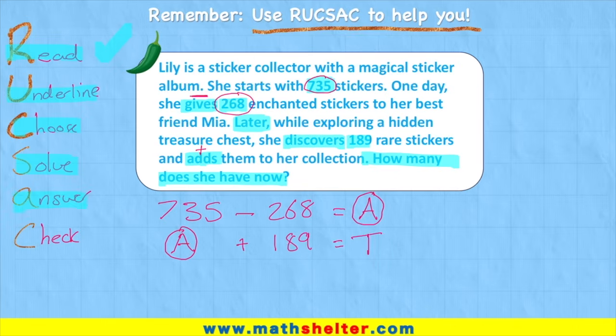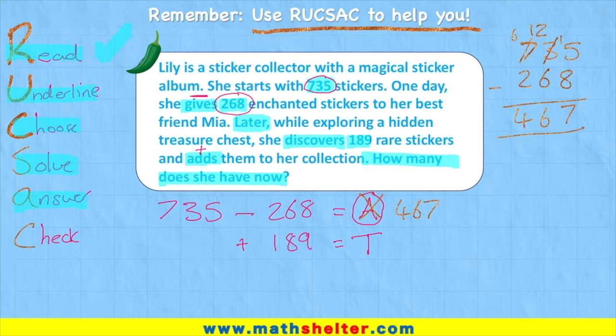Now I can do the next part, which says I'm going to answer these number sentences. So I'm going to use a little bit of spare paper over here. 735, subtract 268, put my answer line, and I'm subtracting. 5 subtract 8 I can't do, borrow from next door. 15 subtract 8 is 7. 2 subtract 6 can't do, borrow from next door. 12 subtract 6 is 6. 6 subtract 2 is 4. So my answer for the top row is 467.